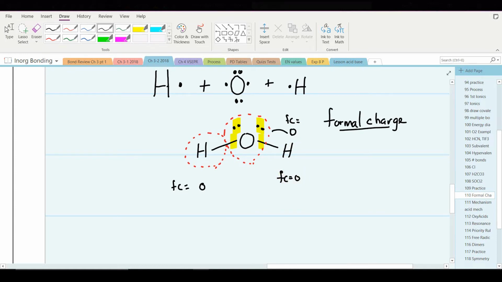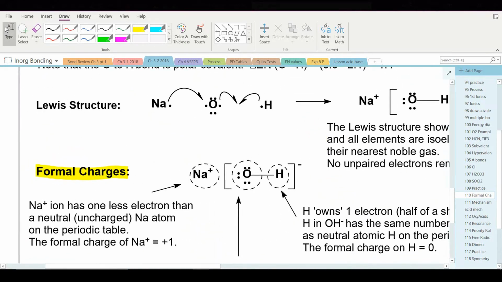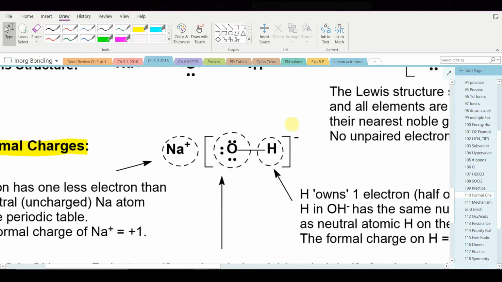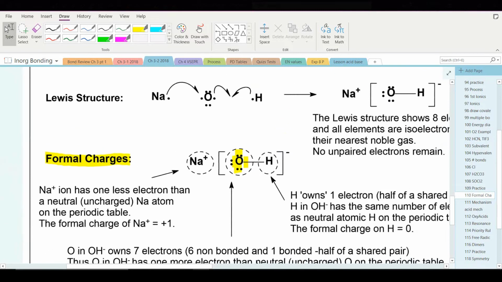Take a look at the left-hand side of the page here. Earlier we drew lithium hydroxide, and so here's sodium hydroxide. It's similar. In sodium hydroxide or lithium hydroxide, there's an ionic bond between the metal and oxygen. So in this structure, how many electrons does oxygen own? It owns all of what it doesn't share, 6, and half of what it shares. So it actually owns 7 electrons, doesn't it? Now, to be neutral, oxygen would have to own 6 electrons, and therefore in this structure, oxygen has a formal charge of -1.